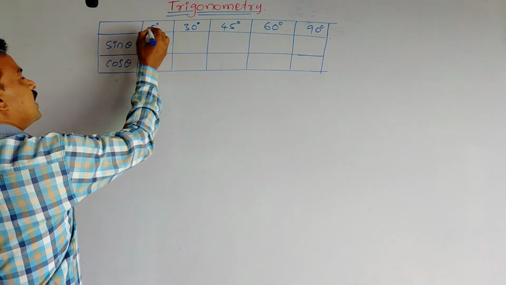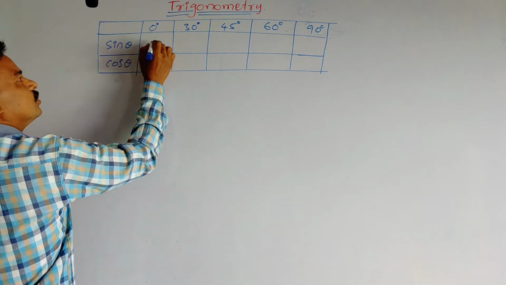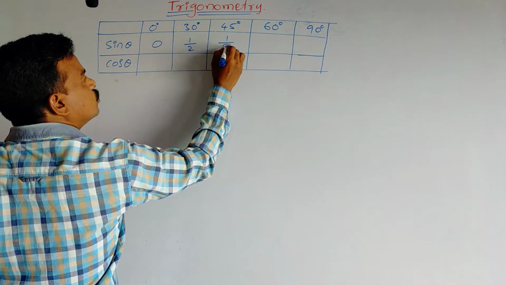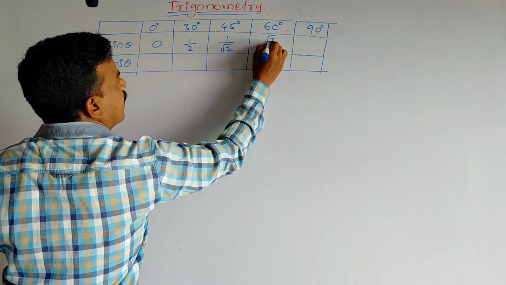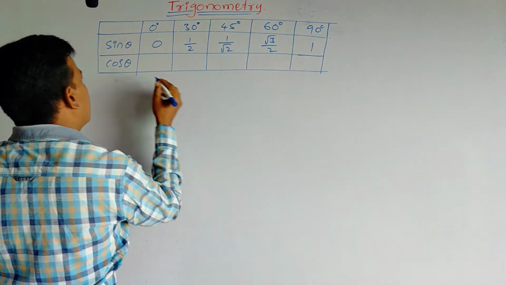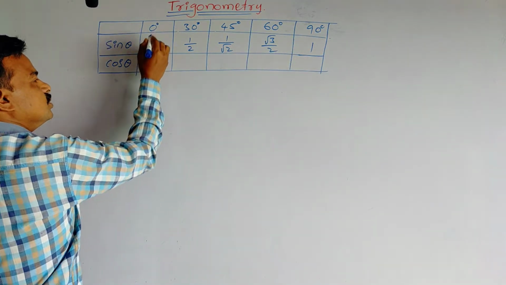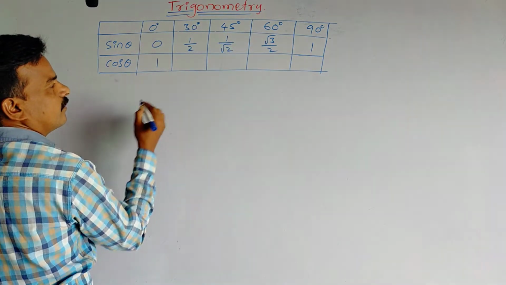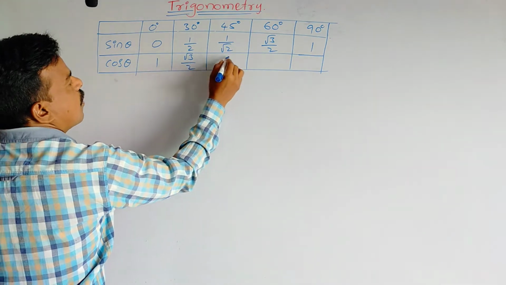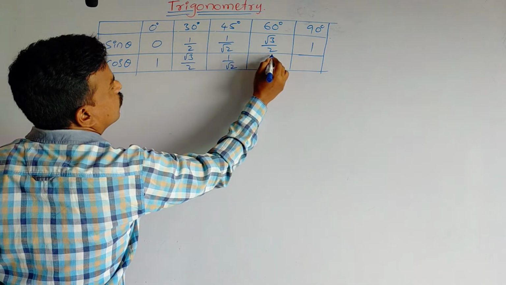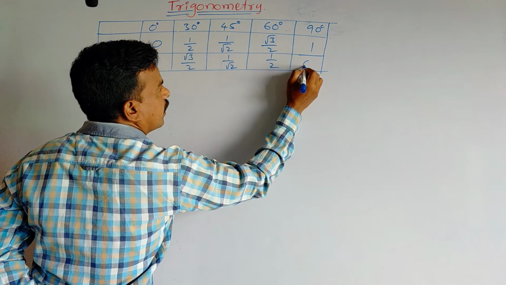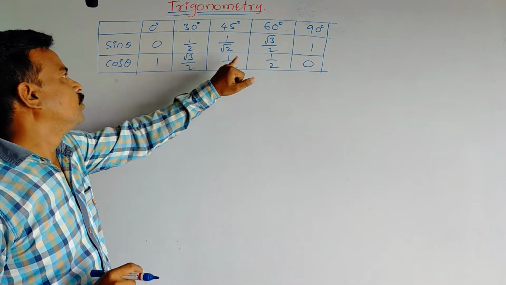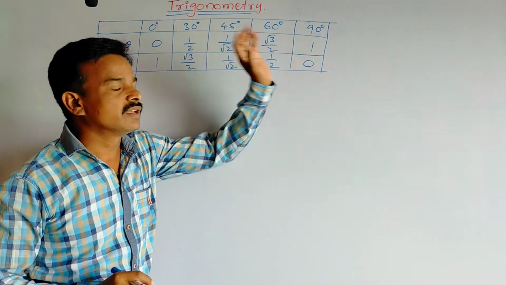Sine theta: sine 0 value is 0. Sine 30 is 1 by 2. Sine 45 is 1 by root 2. Sine 60 is root 3 by 2. And sine 90 is 1. And cos 0: we just have to write the sine values in the reverse manner. 1, root 3 by 2, 1 by root 2, 1 by 2 will come here, and 0 this one. So cos 0 value is 1, cos 30 is root 3 by 2, cos 45, cos 60 and cos 90.